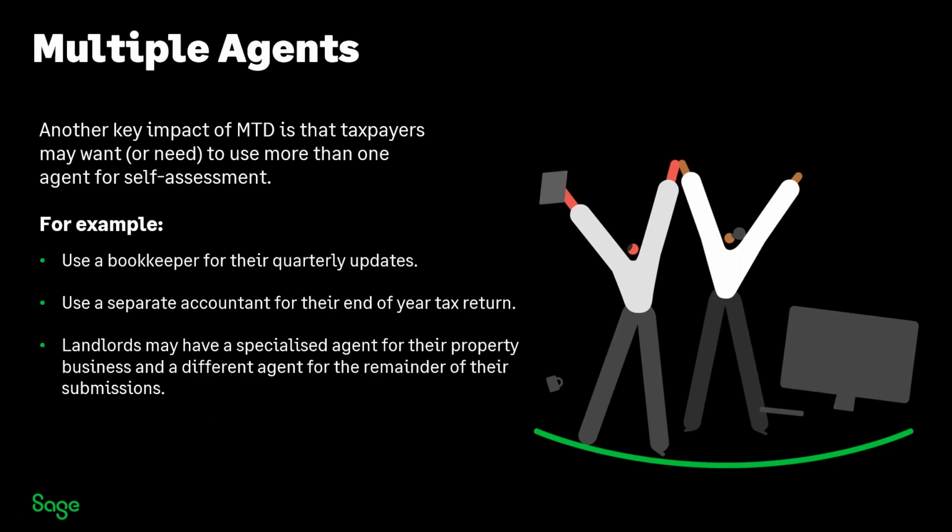Now, we can't tell you whether you need one or not. That is entirely up to you. But for example, you might want to use a bookkeeper for quarterly updates. You then might want to use a separate accountant for the end of year tax return. And if you're a landlord, you may have a specialised agent for the property business and a different agent for the remainder of the submissions.